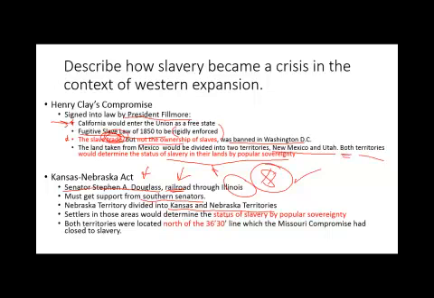Settlers in those areas determine the status of slavery by popular sovereignty. Not that bad, but there's one major issue here. Both of those territories are located north of that 36°30′ line, which we've already established in the Missouri Compromise. Now, to this degree, what merit does the Missouri Compromise have anymore?